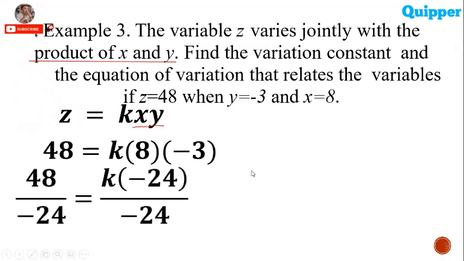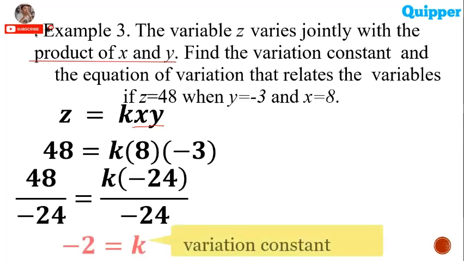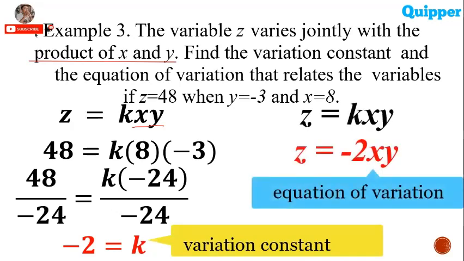8 times -3 is -24. Divide both sides by -24. You will get -2 as your value of k, or the variation constant. Since you're asked for the variation constant and the equation of variation, you now substitute the value of k into the original equation, giving z equals -2xy as your equation of variation.